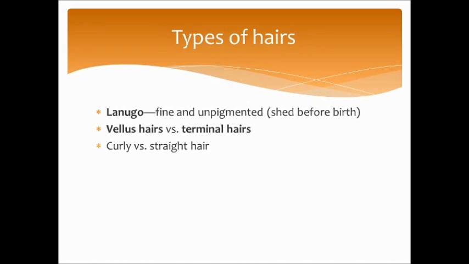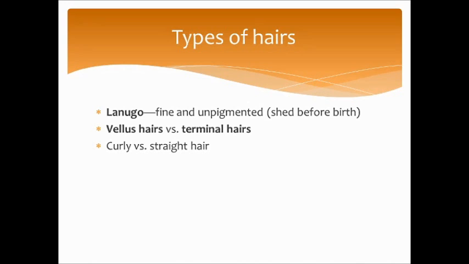So the different types of hairs. Lanugo is what forms during about the first 3 months in utero, where a baby is developing. So they have all this fine and unpigmented hair covering their entire bodies, and it's shed before birth. So picture babies in the womb as just being covered in hair, because they are. Those should fall off before they're born, and then they'll be replaced by either vellus or terminal hairs, depending on where the hairs are in location.